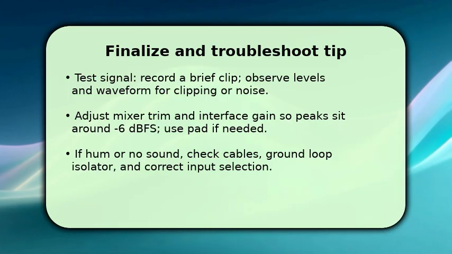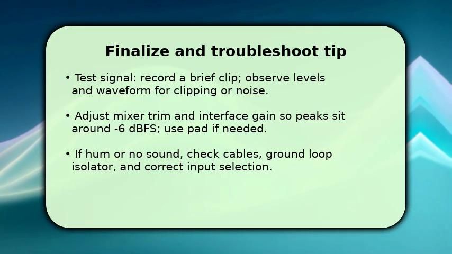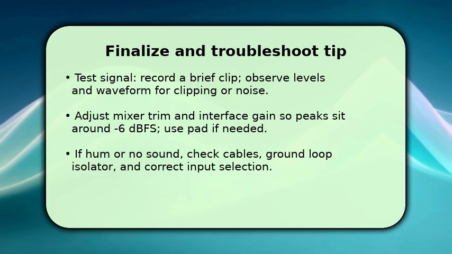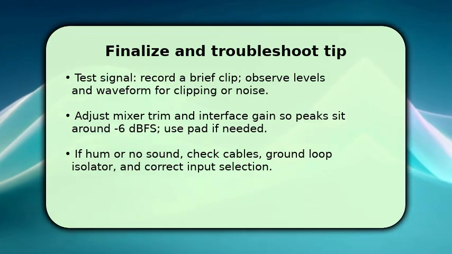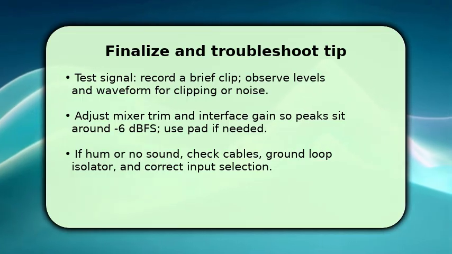Arm a track, make a test recording, and watch the meters. Aim for peaks near -6 dBFS. If levels are low, increase mixer trim first, then interface gain. If clipping occurs, reduce them. Once satisfied, save the interface and DAW settings as a preset.